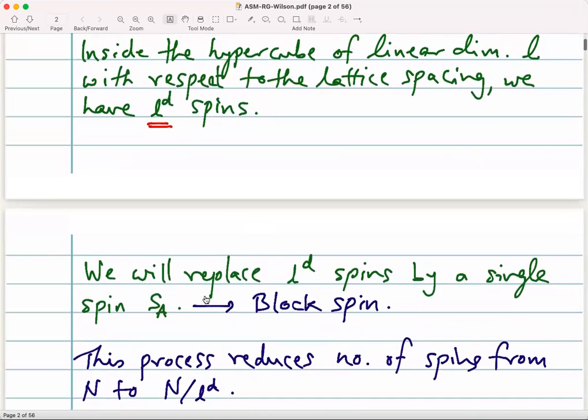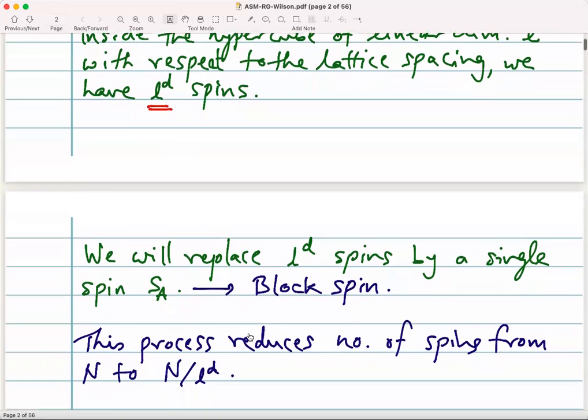But what is going to happen is the following: if the initial problem had n spins, where n is a pretty large number, and you are working in say d dimensions, then for every L to the D spins, you are going to replace that entire set by 1 spin. Once you have done that, you pick up another L to the D spins and replace that by 1, and so on. If you do that, then the initial number of n spins goes to n upon L to the D. So that is how the number will reduce.